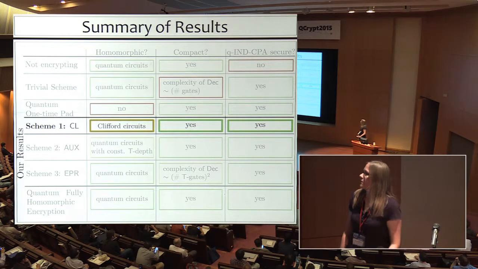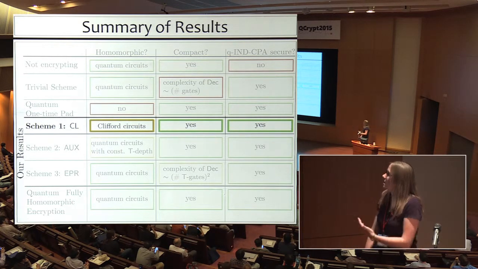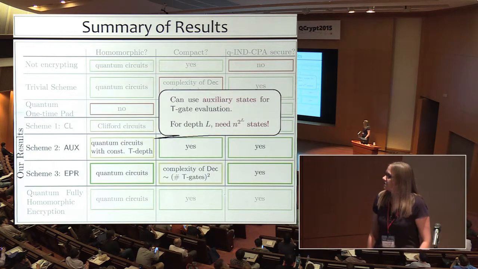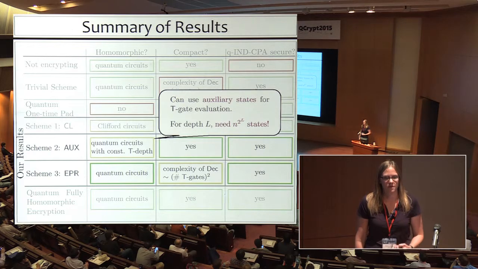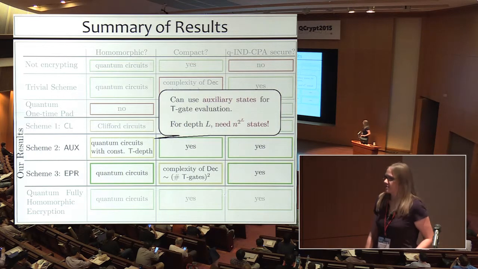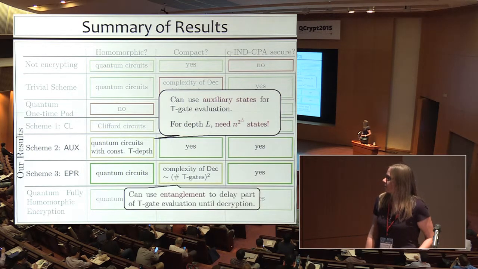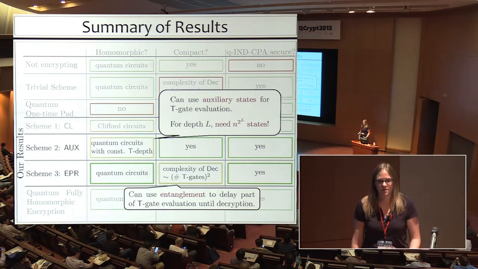Okay, so this is homomorphic for all Clifford circuits, and it's not difficult to see that it's compact and secure. And then I'll just mention, to get our second scheme, we use auxiliary states to implement T gates, but for depth L in T gates, we need n to the 2 to the L states, so this only works for constant T depth. And then for our third scheme, we use entanglement to delay part of the T gate evaluation, which results in the scheme not being compact.